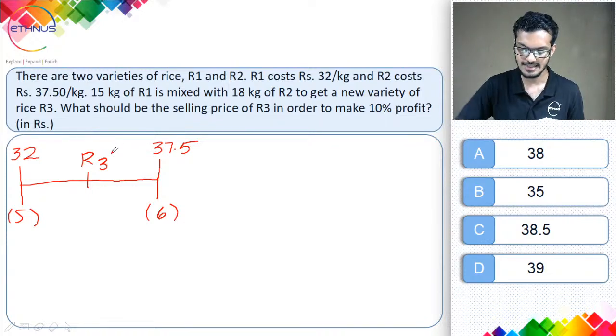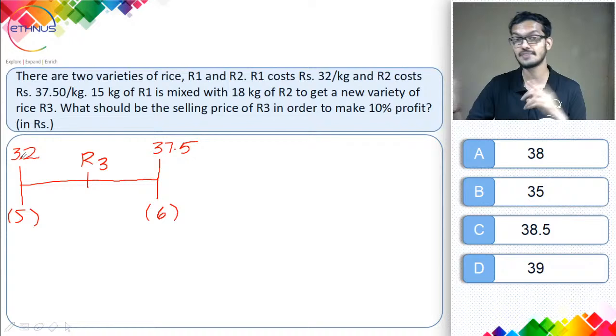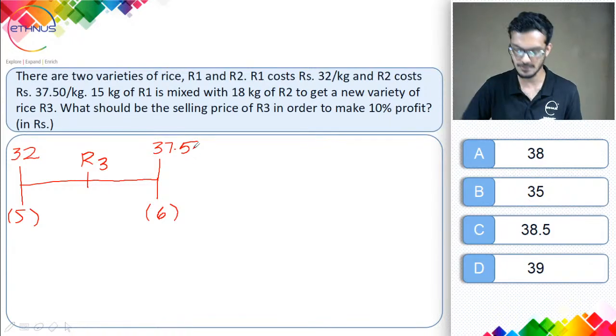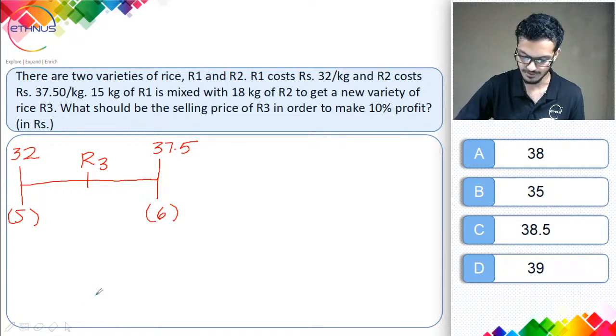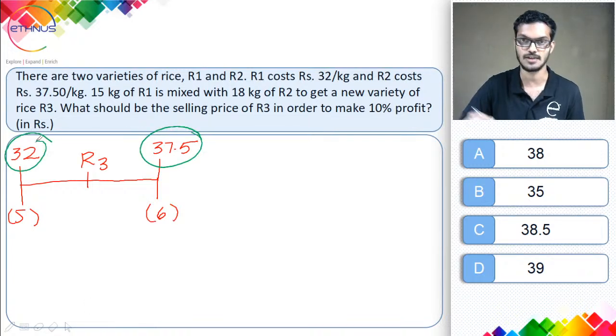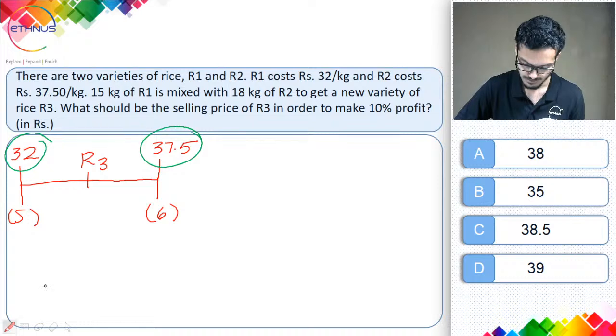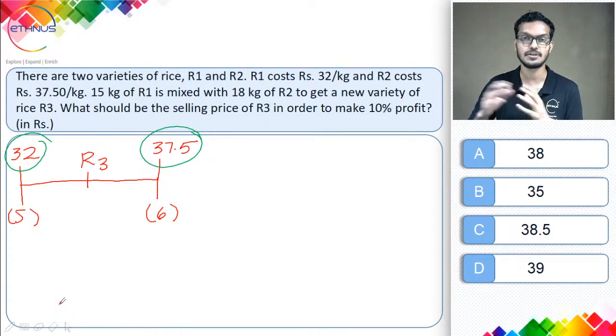First step is to take the difference between these two values, 37.5 and 32. What is the difference between 37.5 and 32? Okay, take the difference between these two values. This is step number 1. Let me know in the live chat what the difference between 37.5 and 32 is. Yes, it is 5.5. Okay, so the difference is 5.5.